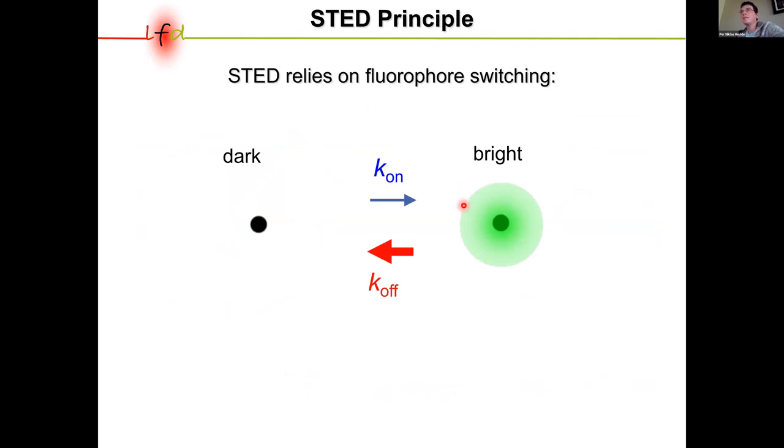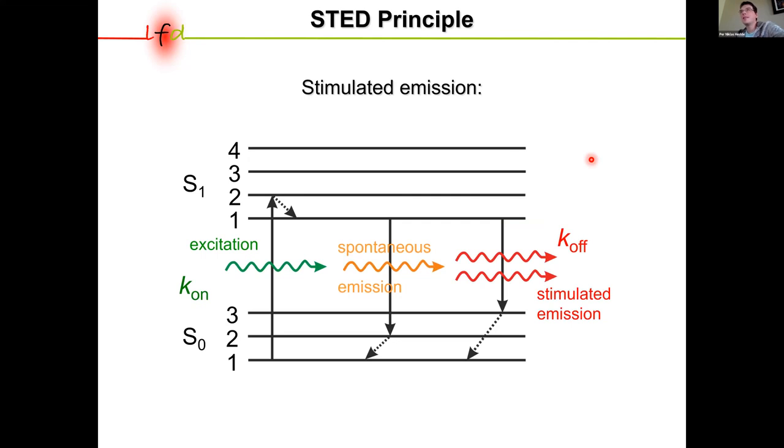There are several approaches. One of them is stimulated emission depletion, which relies on optically switching the fluorophores between a dark state and a bright state. And how this is switched is by the principle of stimulated emission. So if you consider a fluorescent molecule, if you hit it with a photon in the excitation spectral range, you can transfer it from the electronic ground state to the first excited state.